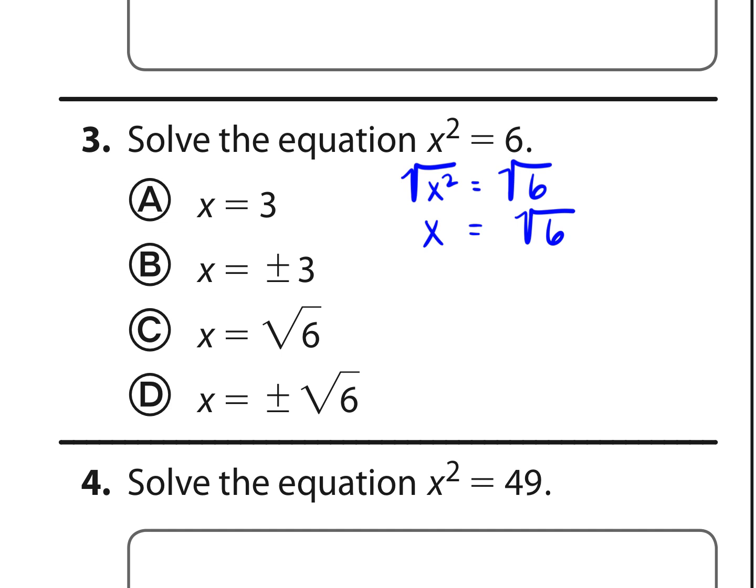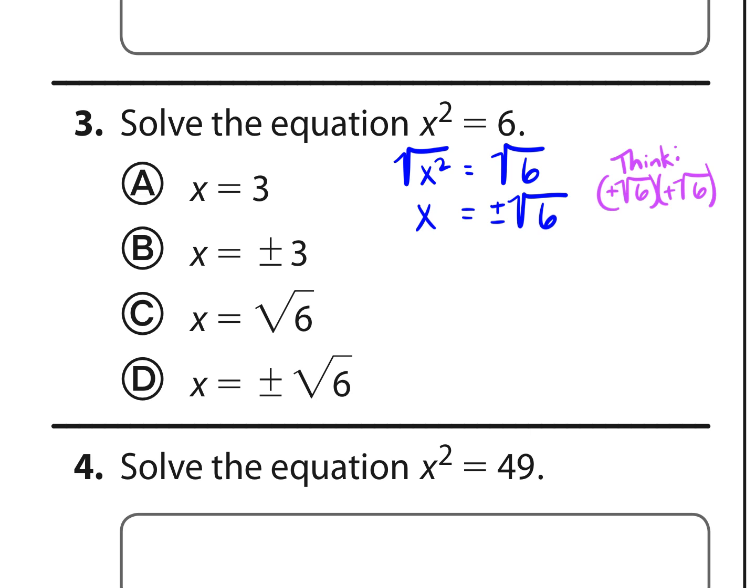Now, we do need to think for a minute. When you square root a value, you're finding both roots, the positive and the negative. So this means if I were to multiply the positive square root of 6 times the positive square root of 6, I get just 6. But if I multiply negative square root of 6 times negative square root of 6, the result is also positive 6. So the square root of 6 can be either positive or negative, and since we're not dealing with distance, it can be either. Distance is always just positive. So our answer here is answer choice D.